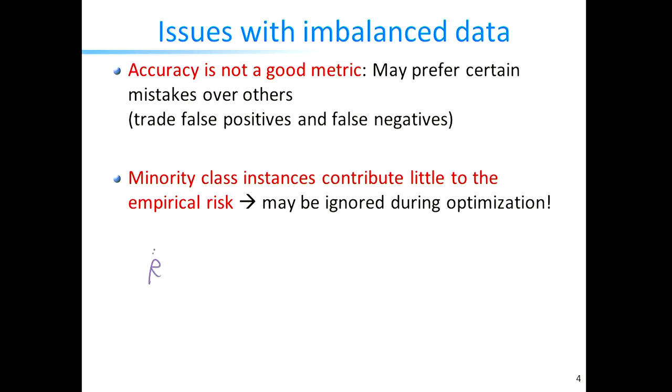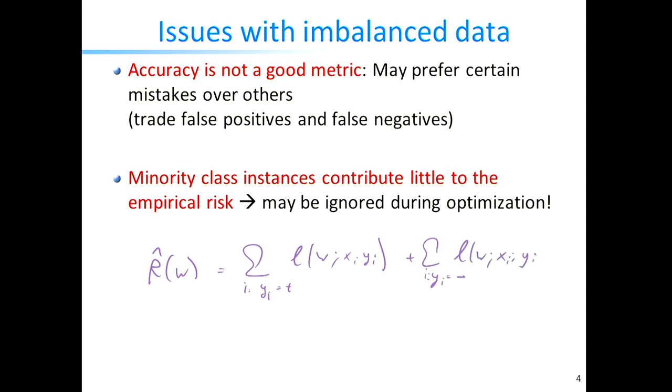Say you have your R hat of W, which is the sum over all examples. Of course, I can group them: the sum over all i such that y_i equals plus of the loss L of W, x_i, y_i, plus the sum over all i such that y_i is minus of the loss of W, x_i, y_i. If you think about those two terms, this is the positive part and this is the negative part, then you easily end up in a situation where the first part is substantially dominated by the second part, and so effectively doesn't really contribute anything to the objective.